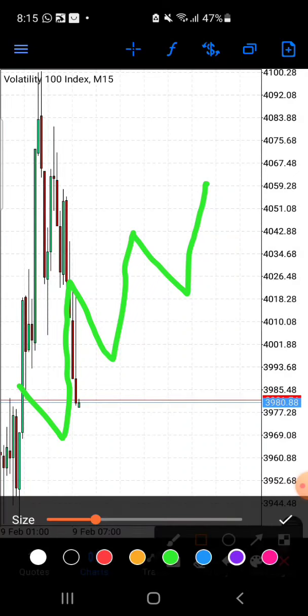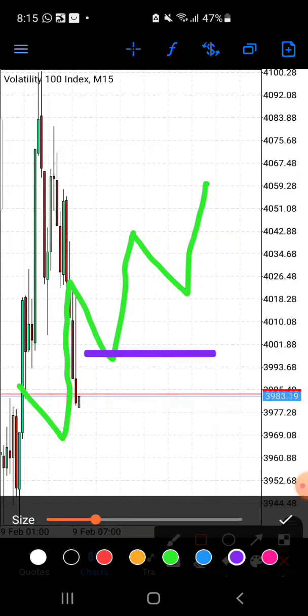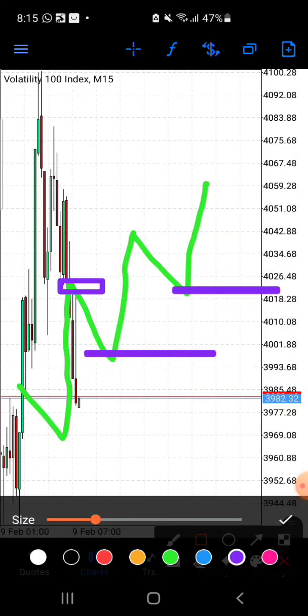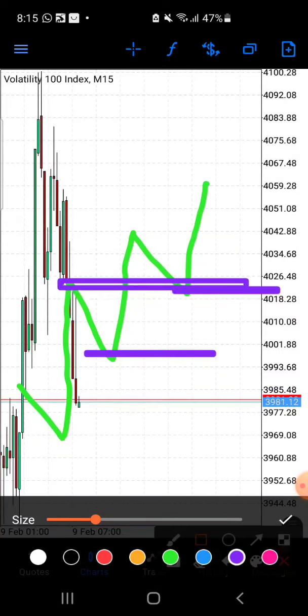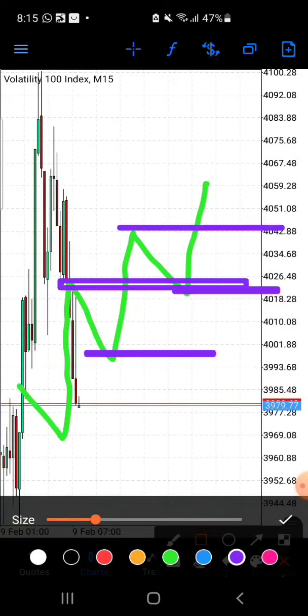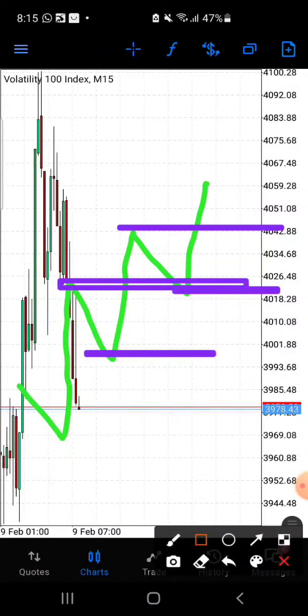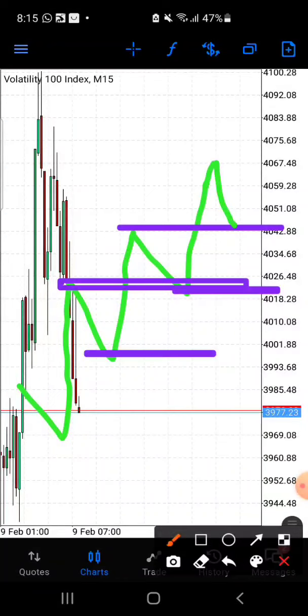This is a support level. This is also a support level. This is a resistance level here. This is also a resistance level. Now the price is creating a kind of breakout from this resistance, and the price is about to make a retest, retesting this zone.